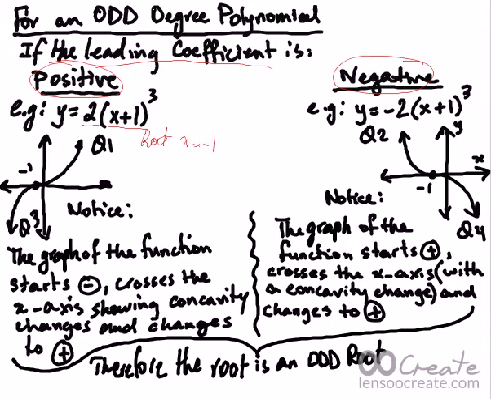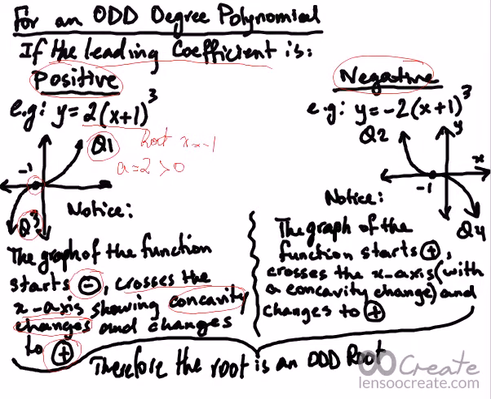But here we notice that the leading coefficient, which is equal to 2, is greater than 0. Odd degree polynomials will always start, when their leading coefficient is positive, from quadrant 3, cross through the x-axis at the root, and go to quadrant 1. So you notice that the graph of the function will start negative, cross through the x-axis. It shows a concavity change. That's very important. And then it changes sign to be positive.